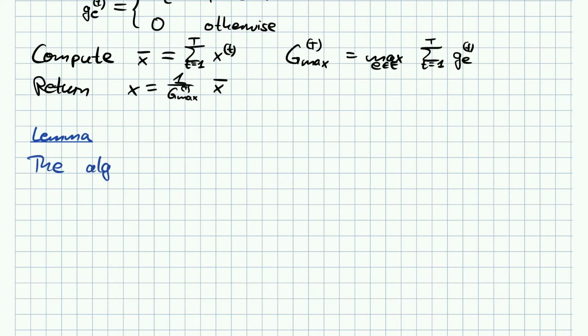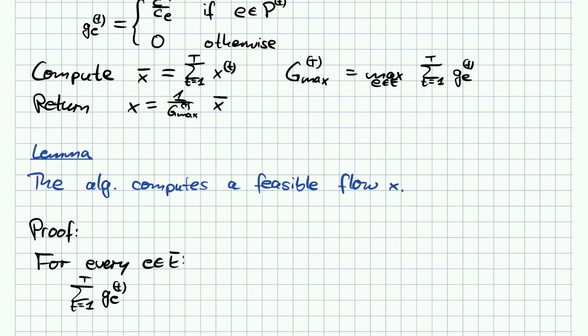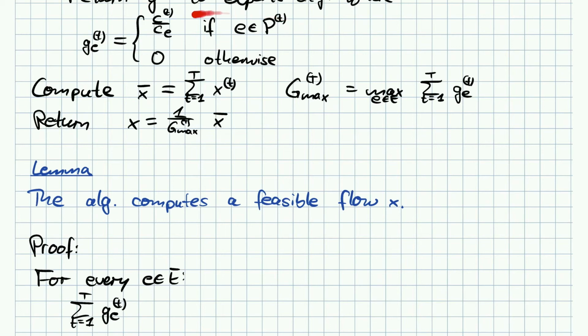So the algorithm computes a feasible flow x. Why is that true? What do we have for every edge E? How big is the gain that we're associating to this edge? Well, this was the definition of the gain.